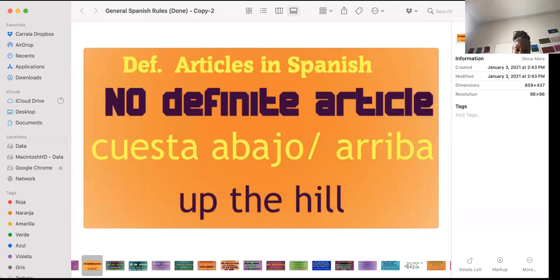Now, the last card that we left off on was talking about definite articles in Spanish. Where in English you say "up the hill," in Spanish, well, "up" means arriba, so it would be cuesta arriba or cuesta abajo, "down the hill." So in English you use a definite article, in Spanish you don't.